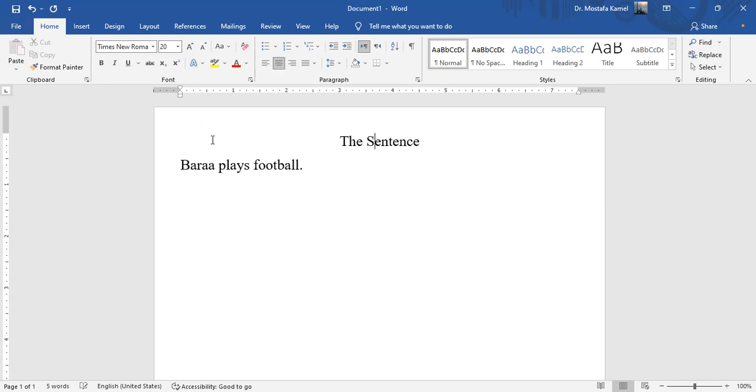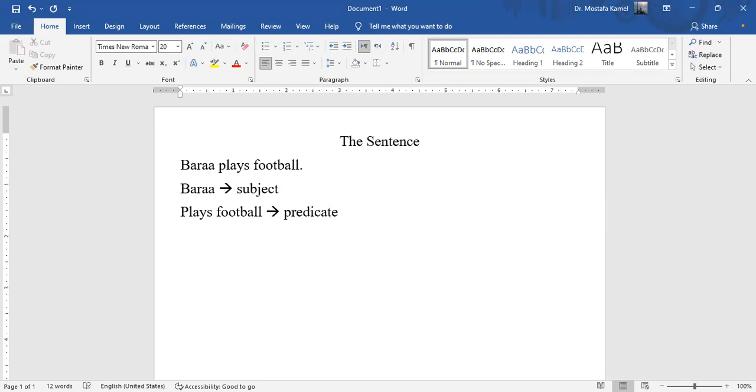Now, there are two parts here in this sentence, right? What and what? The subject and predicate. Very good. So where's the subject? Subject is Bara and predicate is plays football, because we said predicate is from the verb to the end of the sentence. Great. So plays football is the predicate.